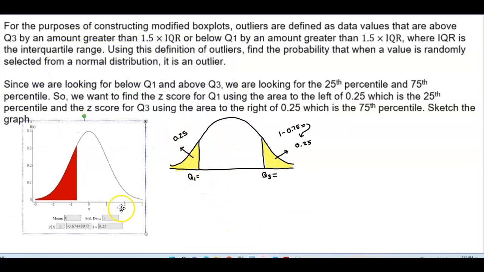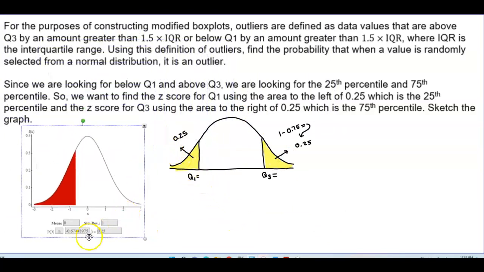So if we round that to 2 decimal places, quartile 1 is going to be negative 0.67. Now keep in mind that since we're looking at a z-scale, that represents 0. But instead of saying z1, we're looking for quartile 1. Okay, now we want to find out what is quartile 3, which separates the bottom 75% from the top 25%.